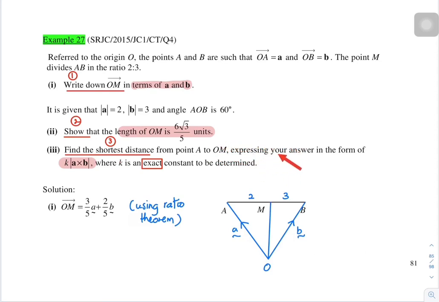Expressing the answer in the form of K times the modulus of A cross B, where the exact value of the K is to be determined. Now in this question, part 1 they say write down the vector OM. We can write down the vector OM immediately using the ratio theorem. So this is not too difficult by applying the ratio theorem.